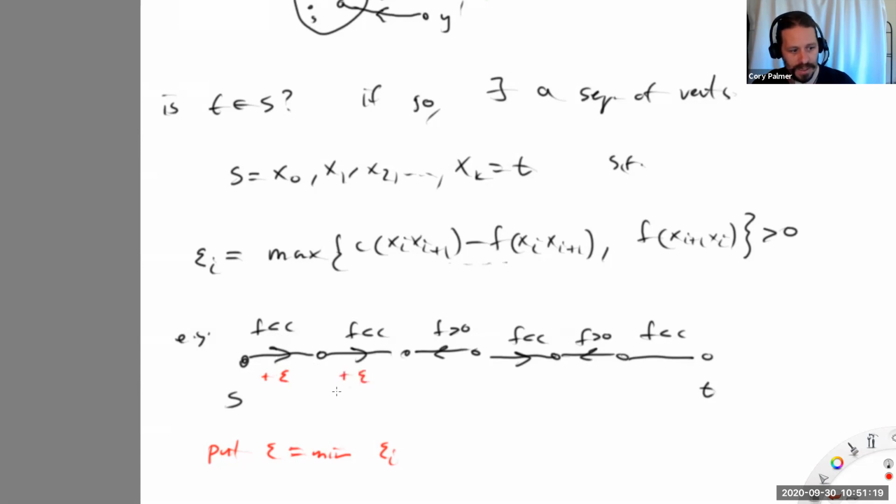I'm going to add epsilon here as well. Notice now the capacity law is satisfied at that vertex. More epsilon in, but epsilon more out. Now reach this vertex here.